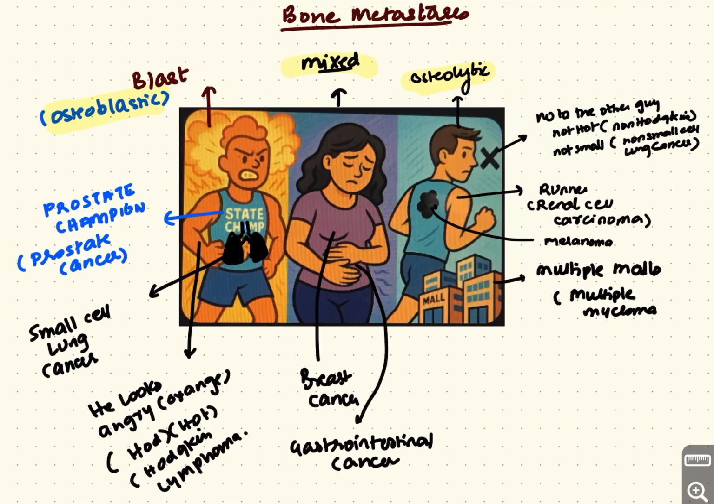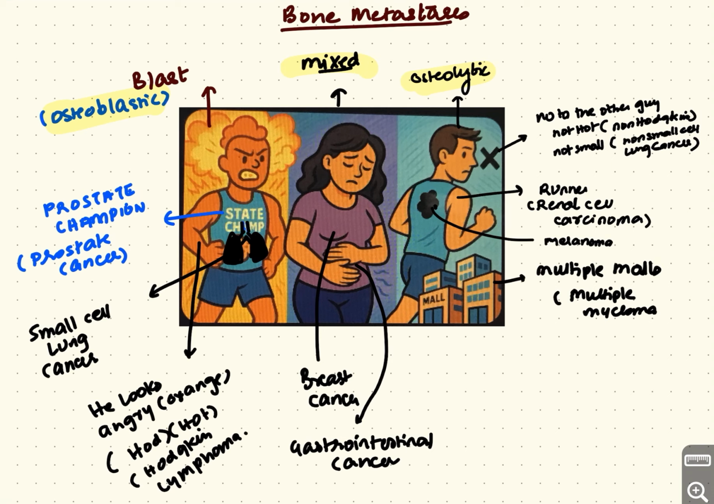Hello everyone, so let's talk about bone metastasis, and we have an image in which there are three different players. So this player, he's looking very furious and he's a pro state champion and he has small lungs. Lungs should have been here, but for the sake of the visual mnemonic I've drawn it here, and he looks very angry. So he's a pro state champion, that's why it's prostate cancer.